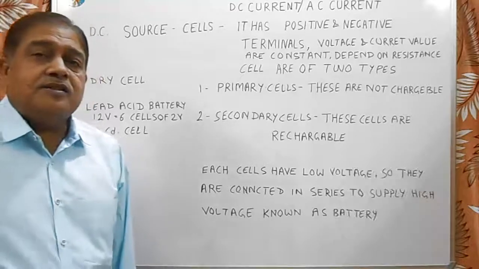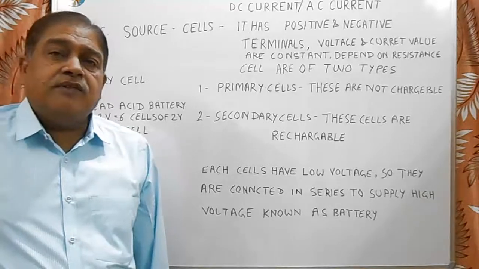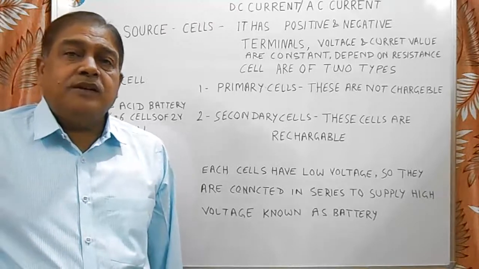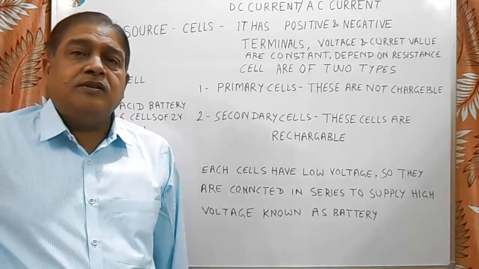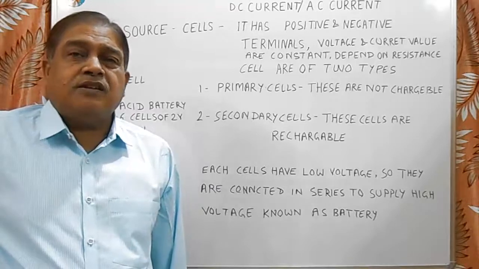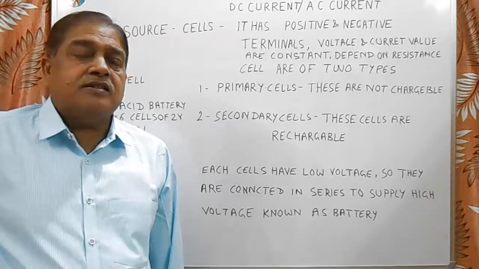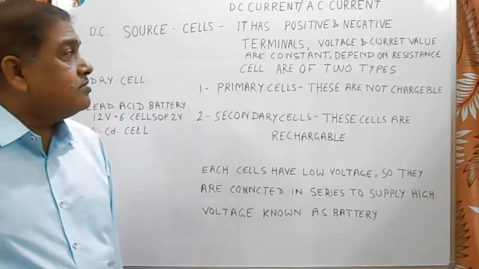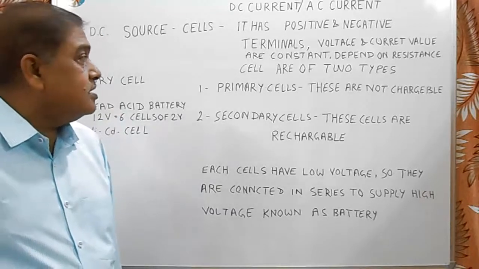DC current means the current that flows in only one direction. It has constant voltage. When we apply a DC source to a load, a constant amount of current flows through the resistance. Here the voltage is constant, and the current value is constant and depends upon the load resistance.